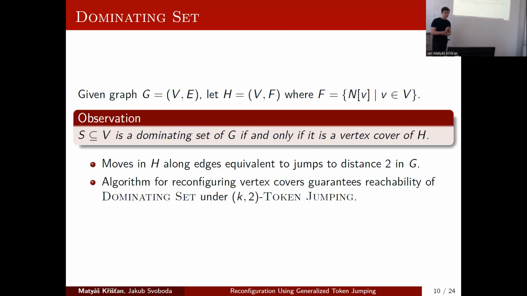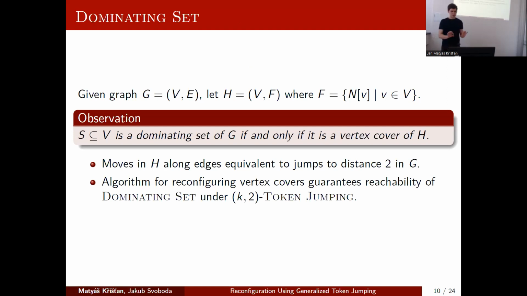So let's look now at dominating set. In the previous argument, we never used the fact that the edges contain only two vertices. We can use the same argument also on hypergraphs. And for dominating set, you can start with a formulation using a hypergraph which has the same vertices as the original graph, and edges are the closed neighborhoods of the original graph. It is easy to see that vertex covers in the hypergraph are exactly the dominating sets in the original graph. And also a move in the hypergraph along an edge corresponds to a move to distance at most 2 in the original graph.